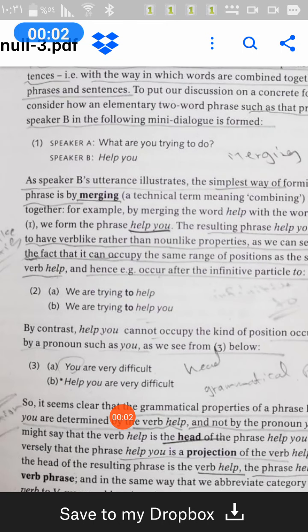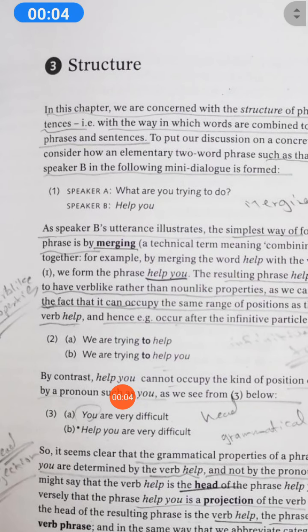Now we are talking about item number 9, which is structure in English. When we talk about structure in English, we usually refer to phrase and sentence structure. Phrases and sentences in English are usually made by combining elements together according to what is called the merger technique.